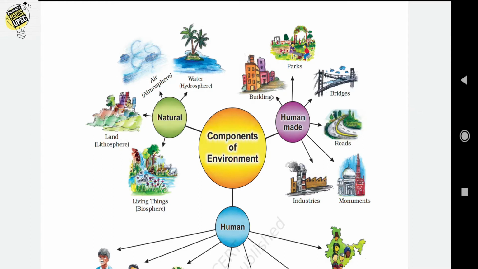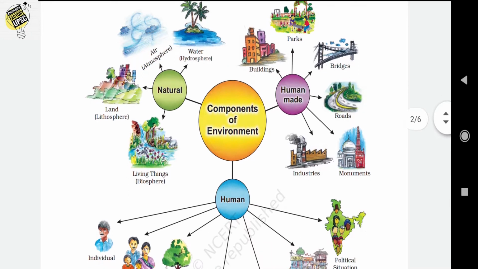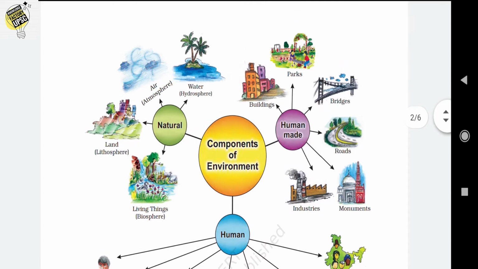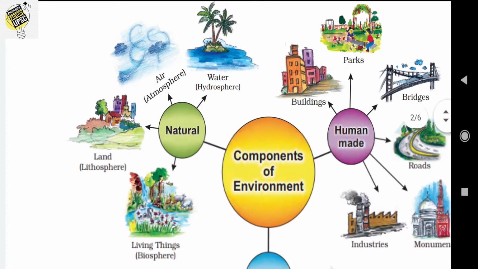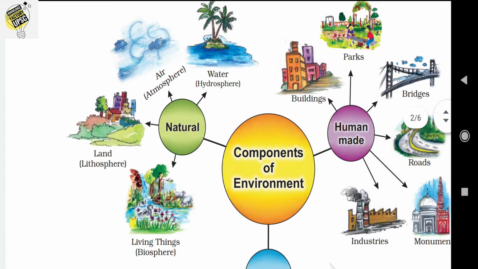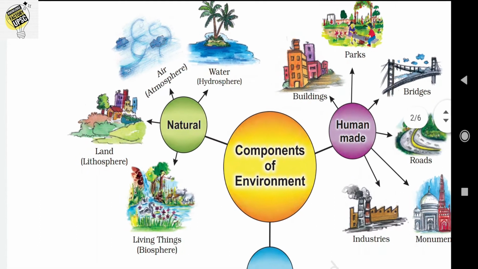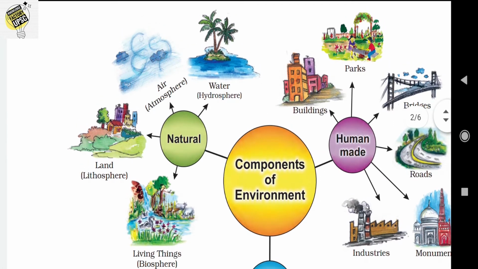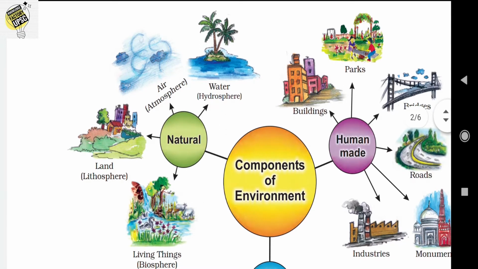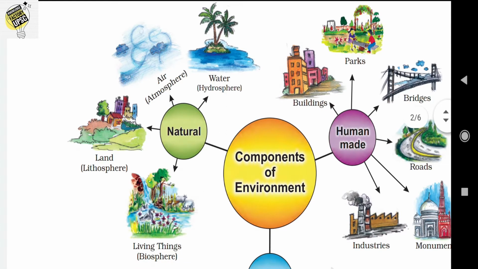Here we can find that the components of environment are mainly divided into three types. They are natural components, human-made components, and a human component. Let's see which are they. The natural component of environment comprises mainly four types. They are water, air, land, and living things. The water means the whole water system, which is the hydrosphere, air is in the atmosphere, and the land comprises the lithosphere, and living things are in the biosphere.